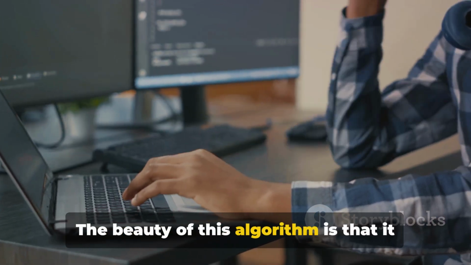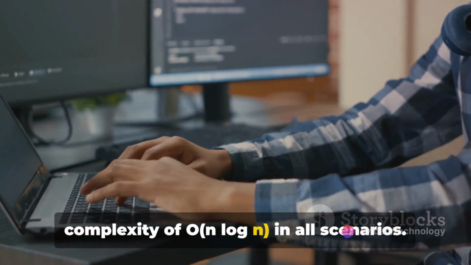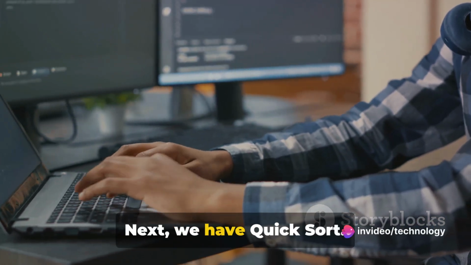The beauty of this algorithm is that it performs consistently well, with a time complexity of O(n log n) in all scenarios. Next we have quick sort.